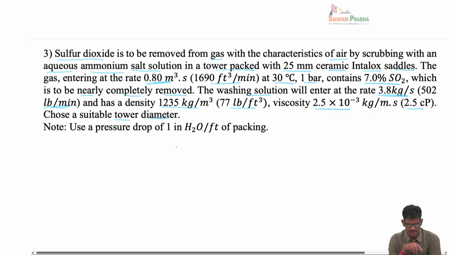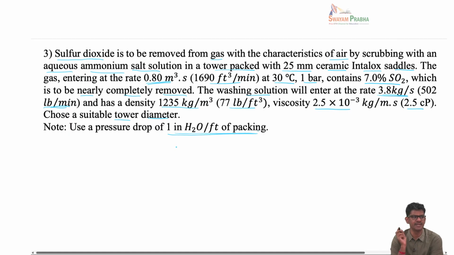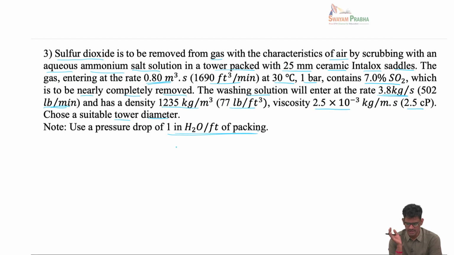In this problem, explicitly the pressure drop was not mentioned, so we say that we use 1 inch of H2O per feet because this is something close to the flooding limit. Okay, we will take this as a maximum pressure drop that is allowed. So this would mean the corresponding diameter would be the minimum diameter that is possible. Anything you want to have higher than the diameter.